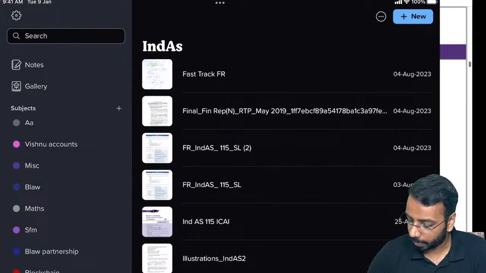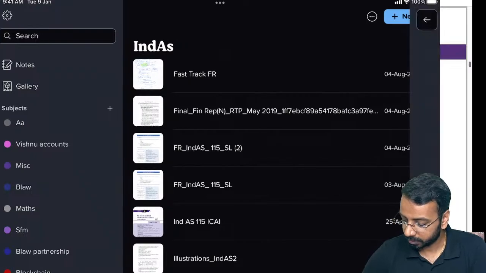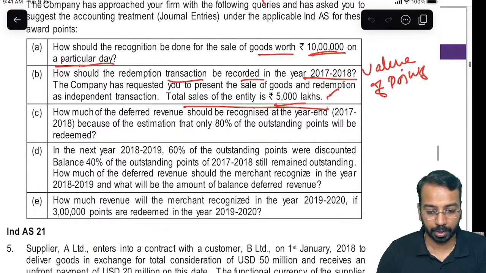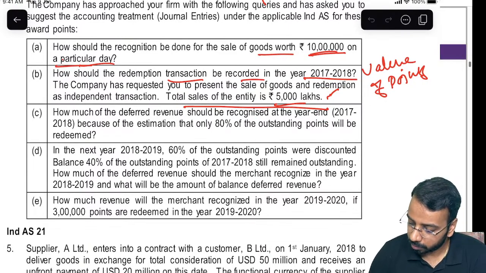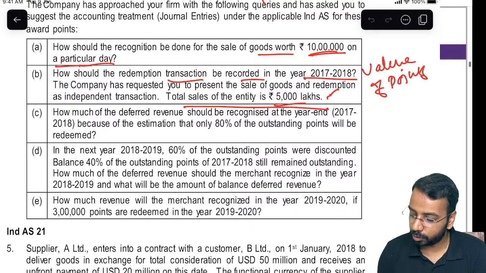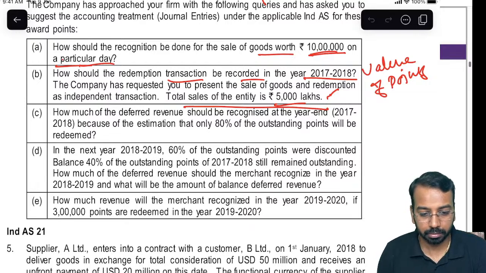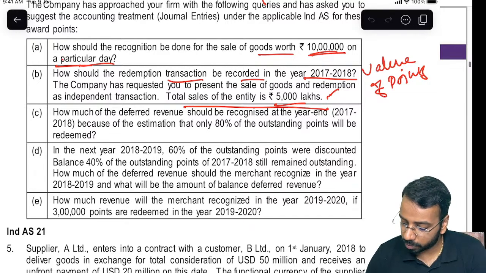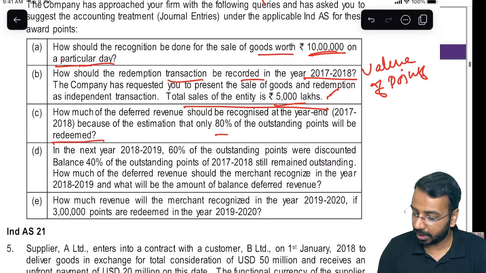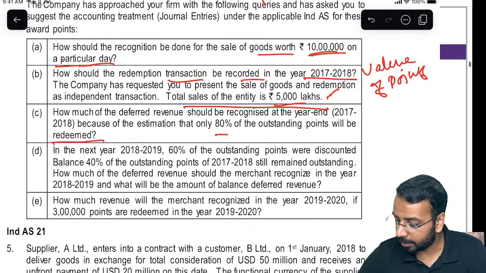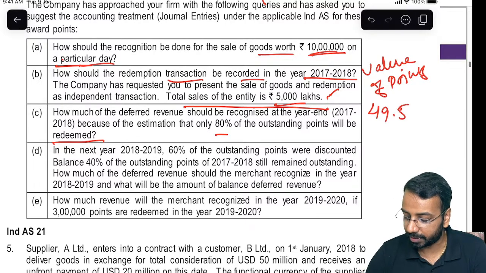Then, so we take care of the second one. The third one. How much deferred revenue should be recognized at the year end because of the estimation that only 80% of outstanding points will be redeemed? Now, how much should be deferred? Whatever we have recognized, liability of 49.5 minus whatever we have redeemed.